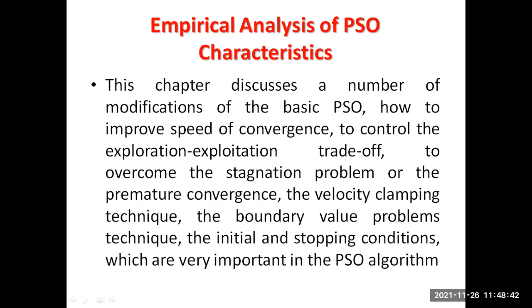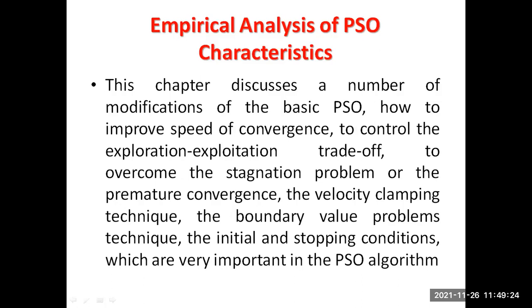So this chapter basically discusses a number of modifications of the basic PSO: how to improve the speed of convergence, meaning how we can make this algorithm faster and faster, and how to control the exploration and exploitation trade-off. So there is a trade-off: if you put more weightage on the exploration, you are exploring more on the global search. If you put more stress on the exploitation, you are concentrating on the local search. So we need to trade off. Trade off means a balance between the local search and the global search, or we can say a balance between the exploration and exploitation.